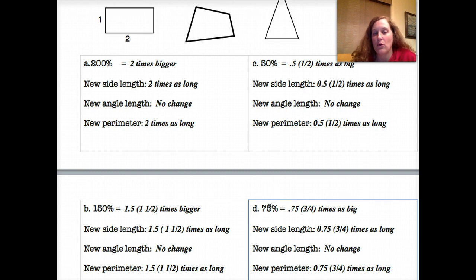75% means it's 3/4 times as big. So my new side length is 3/4 times as long. My new perimeter is 3/4 times as long, and my angles don't change at all.